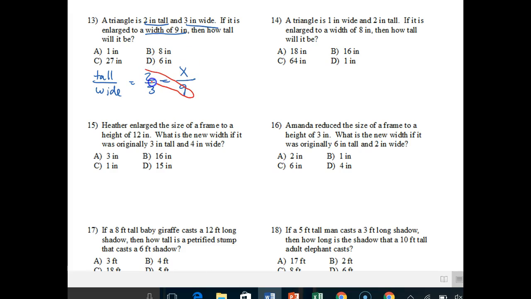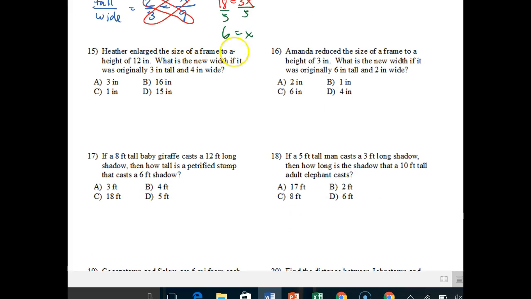So 2 times 9 is 18. 3 times x is 3x. And obviously we divide by 3. x is equal to 6. So a proportional triangle that's 2 by 3 would be proportional if the next triangle was 6 by 9.